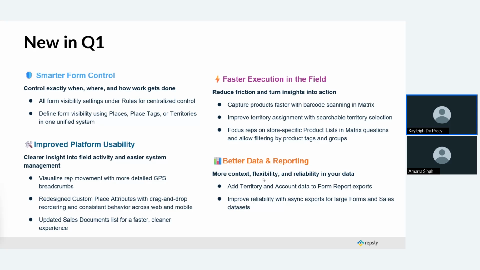And then, of course, data and reporting is something that Repsly is always looking at. As an example, we have added territory and account data to the form report exports. We know this is something quite a few clients have asked for in the past, and it is finally here. When you pull a form export from the form report tab, you can filter based on region or on chain, which is going to make reporting a lot more streamlined for you. I will be going over these in more detail in the following slides.